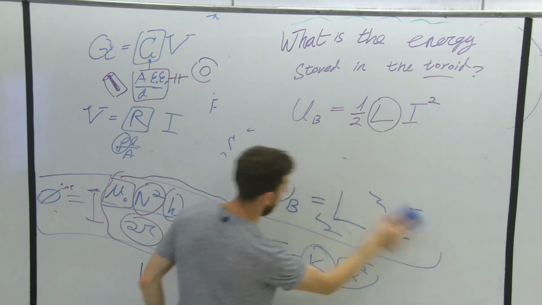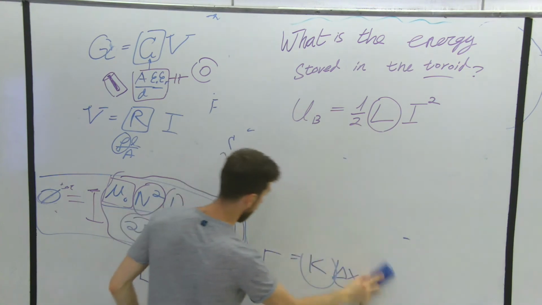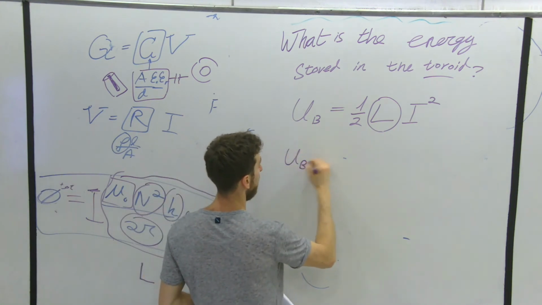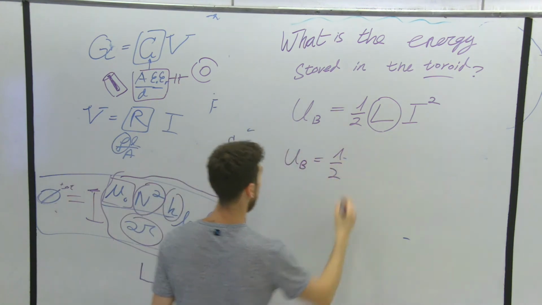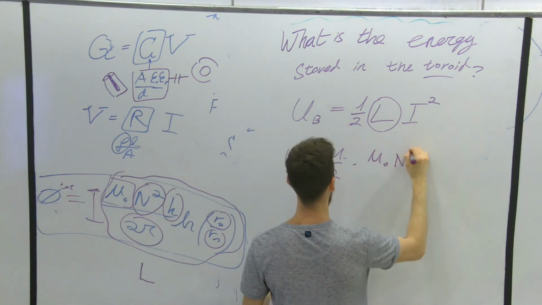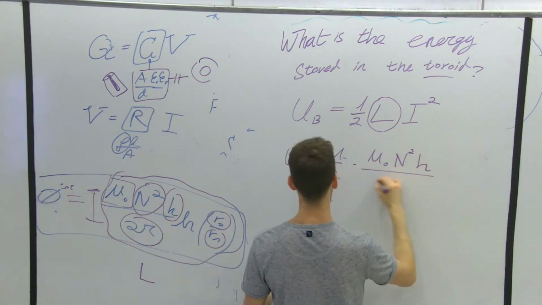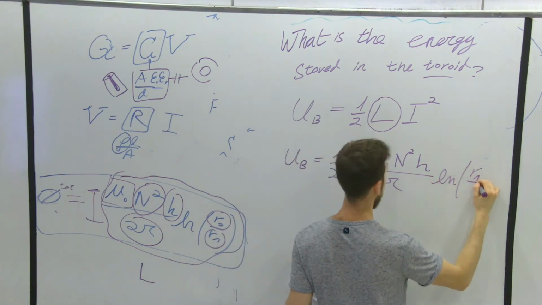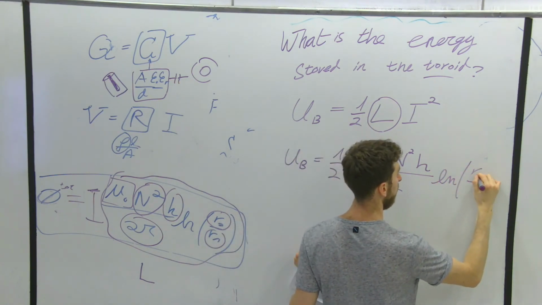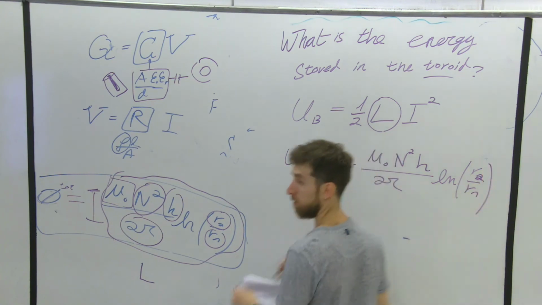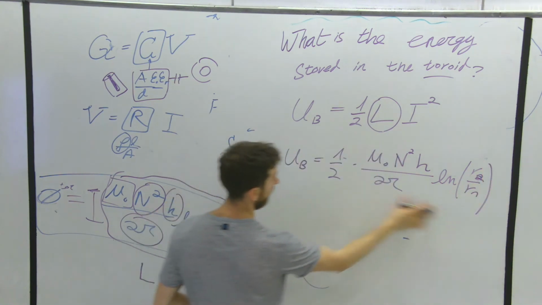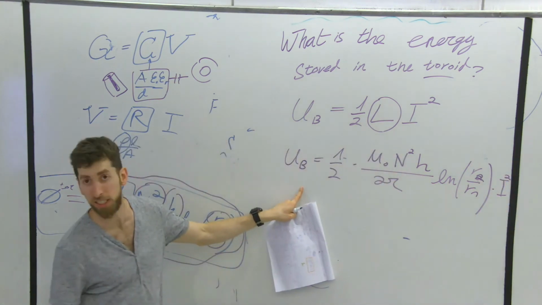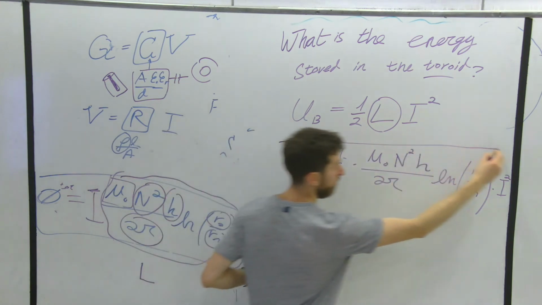So it's actually a pretty easy problem for us. We already found it. It's here. So in our case, U_B is equal to half multiplied by mu zero n squared h divided by 2 pi, ln of R2 over R1, and multiplied by the current squared. That's it. So we found the energy.